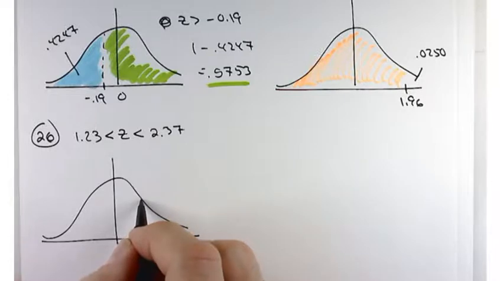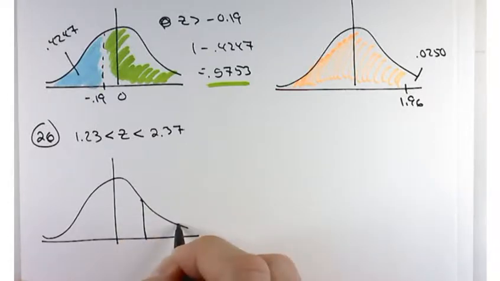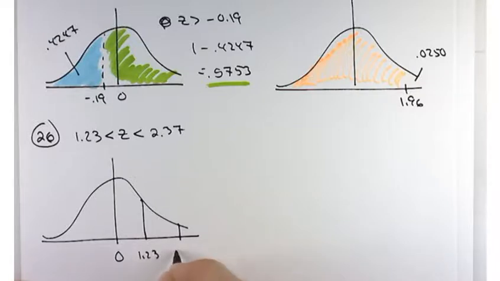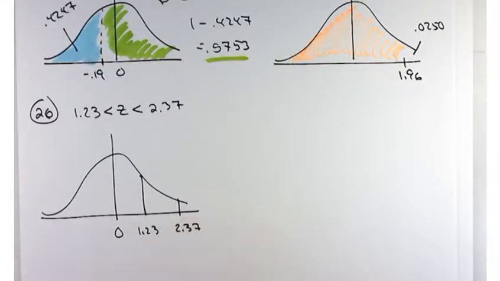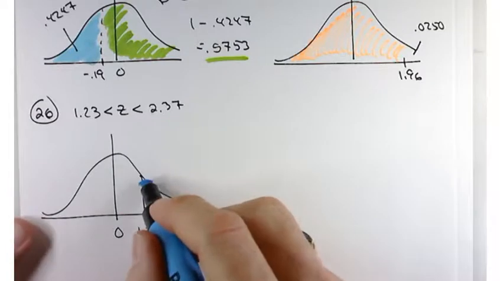So say here and here. Now I'm just guessing these things. The only thing that's really important is that I draw them on the correct side of 0 together, in this case to the right. I want to find the area between these.